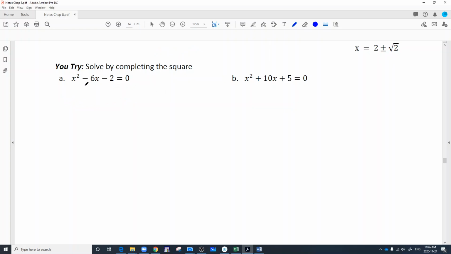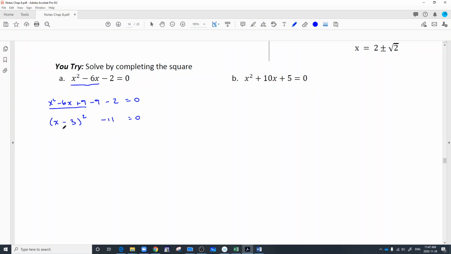So step number 1, factor the leading coefficient off of the x squared and the x term. Done, it's a 1. Then I'm going to add and subtract half the middle term squared. So half of negative 6 is negative 3, squared is 9. That's my perfect square. I'm going to add it, I'm also going to subtract it, and leave that minus 2 on the end. This is the part that's my perfect square, so it's going to factor to x minus 3 all squared, half that middle term, minus 11.